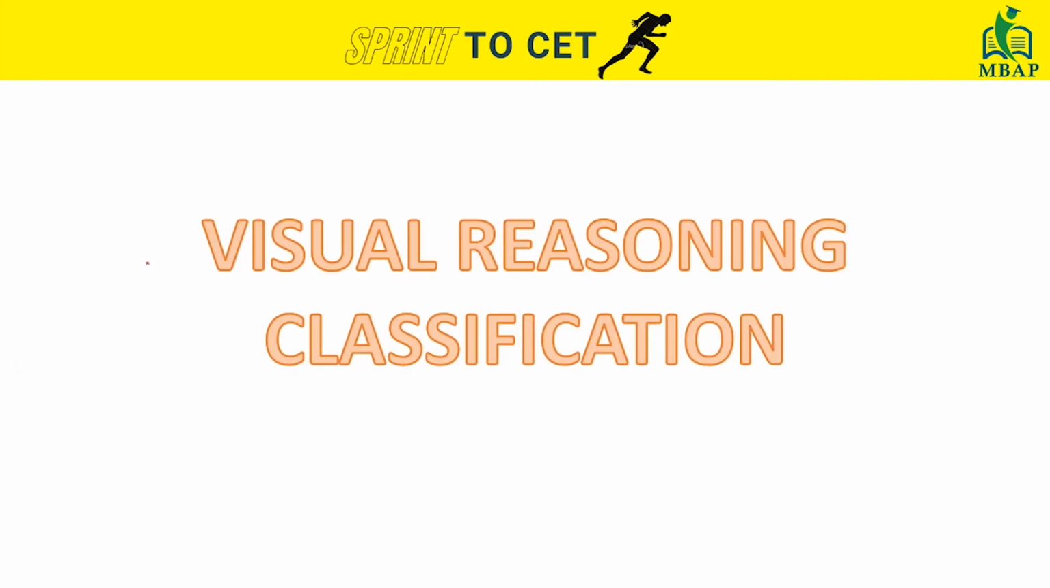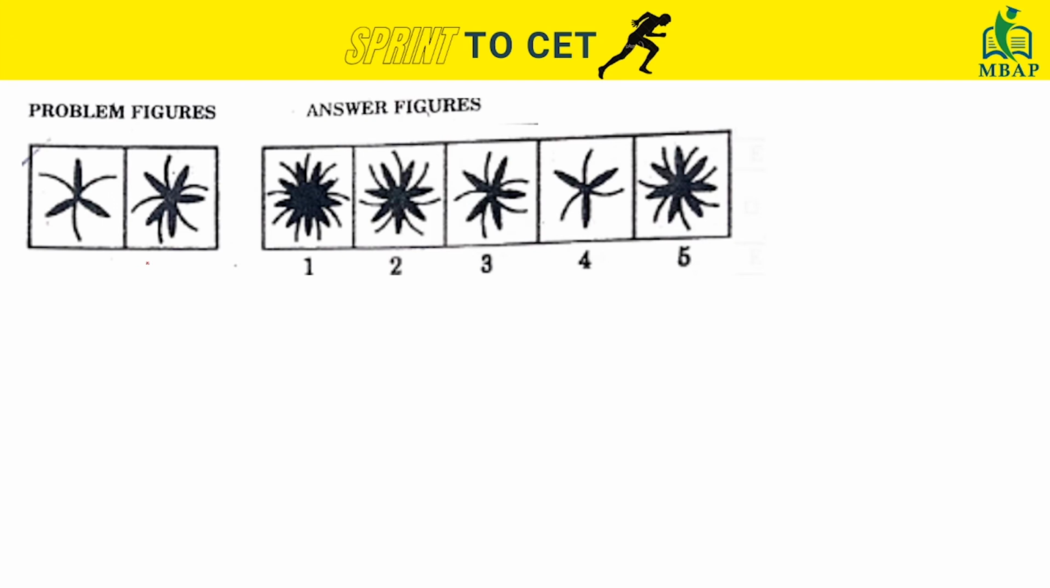Okay, let's look at some questions from classification as well. Classification can be considered an extension of odd man out itself. There is a certain relationship between these figures, and then we have to find out of these 5 which one is not following it.